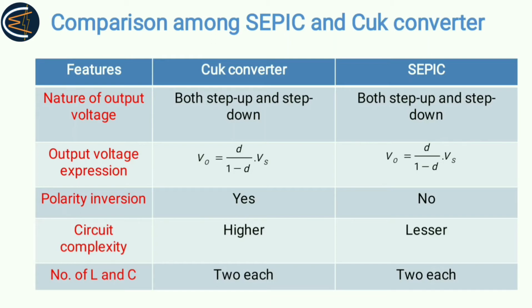Now let's talk about circuit complexity, in terms of polarity inversion. If polarity inversion is there, obviously complexity will be higher. Why? Because if the polarity is inverted, you need to put some additional circuitry to make it conventional. So for doing this, circuit complexity is increased, but circuit complexity from that perspective is very low in case of SEPIC, because such polarity inversion is not there.